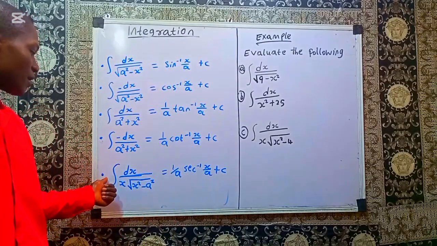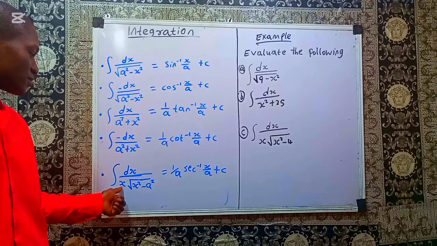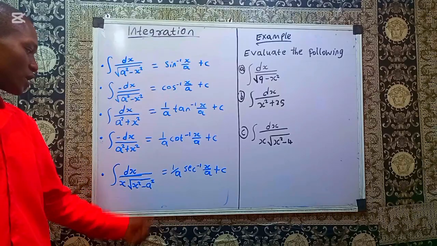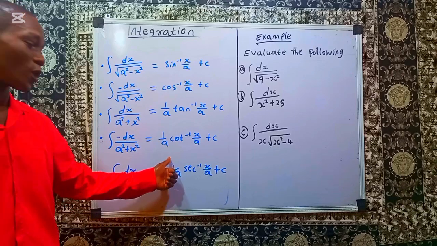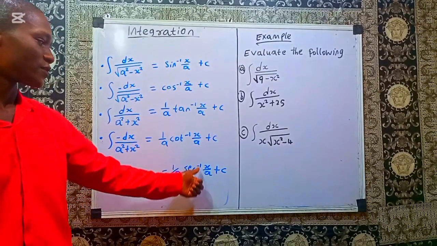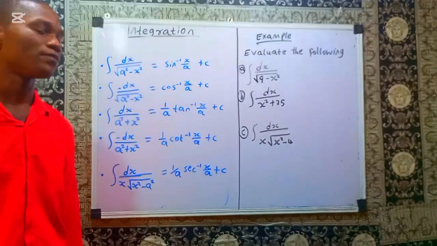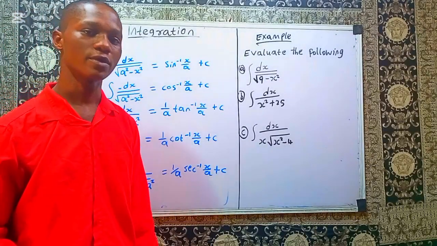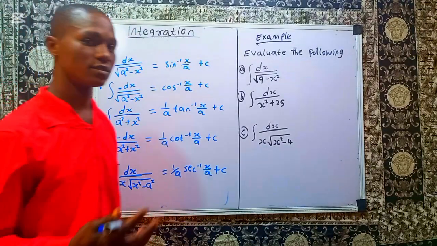We have another one, the integral of 1 over x square root of x squared minus a squared. The result is 1 over a sec inverse of x over a plus c. So all these integrations are performed with respect to what? The variable x. So let's look at this example.